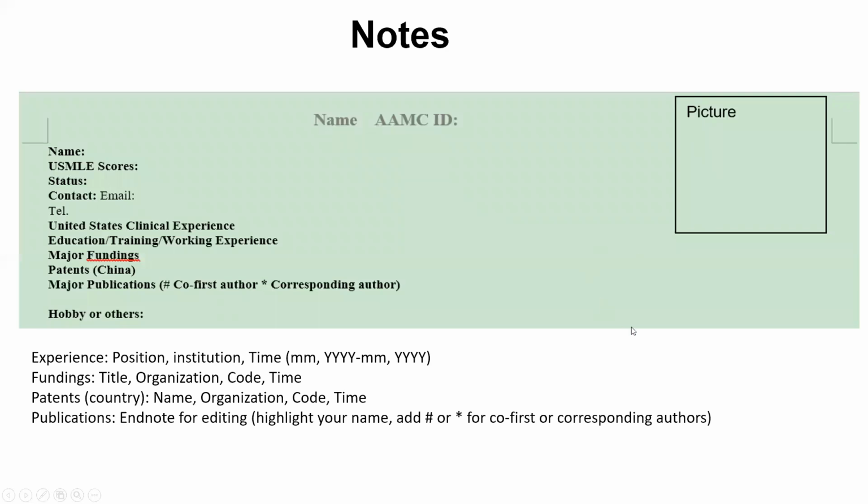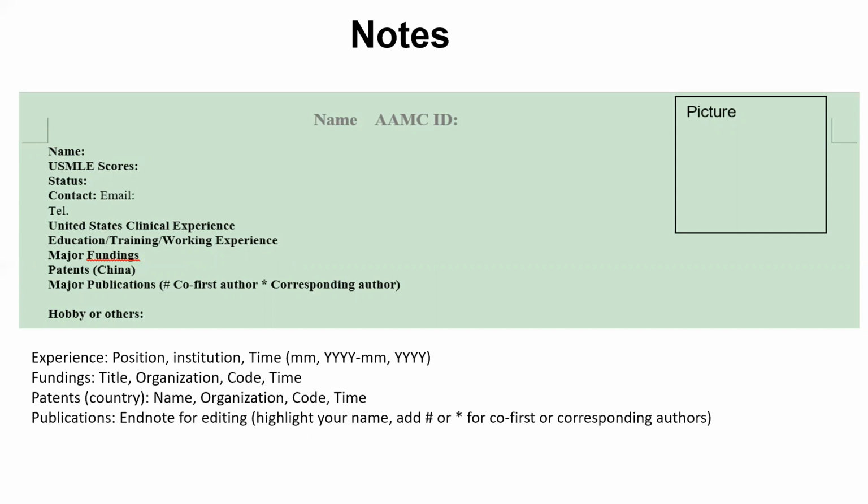For the one-page CV, here I give you my template to draft it. You can see that in the page header, I just add the name and the AAMC ID, to let people know who I am and how to find my information in ERAS. I also add a picture at the top right of the page.